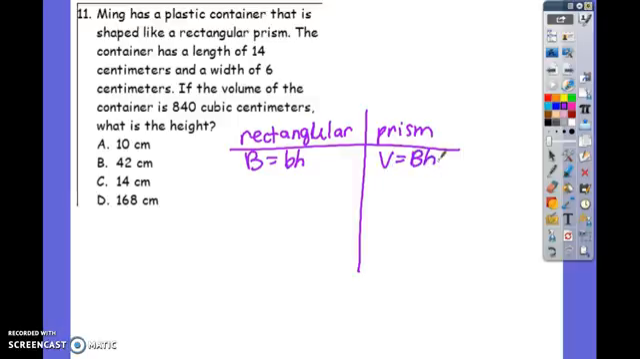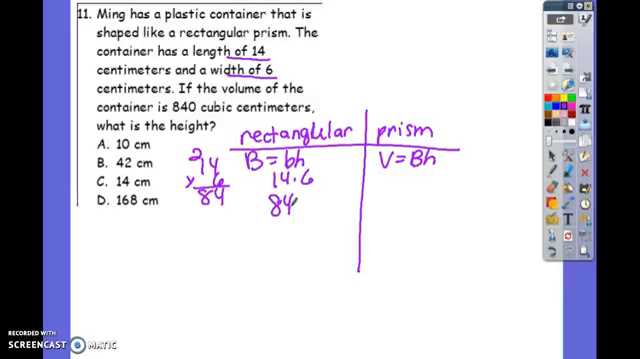So it's telling us the container has a length of 14 centimeters and a width of 6 centimeters. So we're going to need to multiply 14 times 6. 6 times 4 is 24. Carry the 2. 6 times 1 is 6 plus 2 is 8. So this is 84.